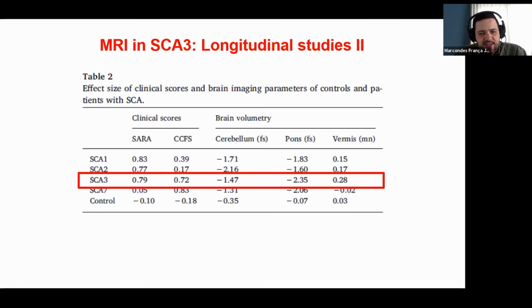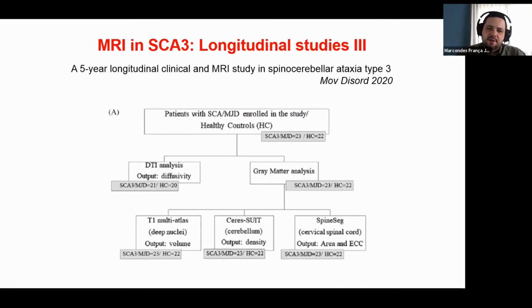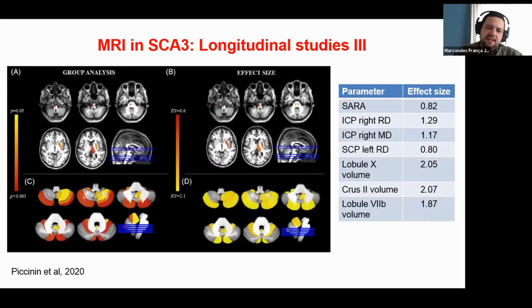So finally, the last study I'd like to show you is a study published recently. So this is a 5-year longitudinal study. So our group was able to evaluate 23 patients with Machado-Joseph disease in this long-term follow-up. And we also looked at diffusion tensor imaging analysis and also gray matter analysis. So in brief, what we found in this study was that we were able to find a progression of atrophy in these patients and also progression of white matter abnormalities in these individuals.